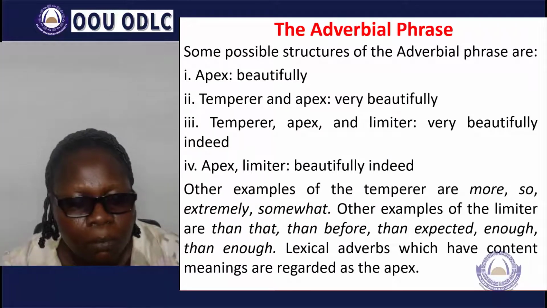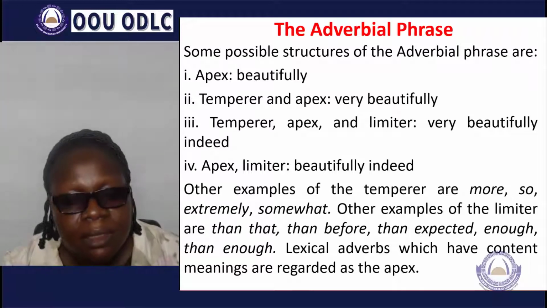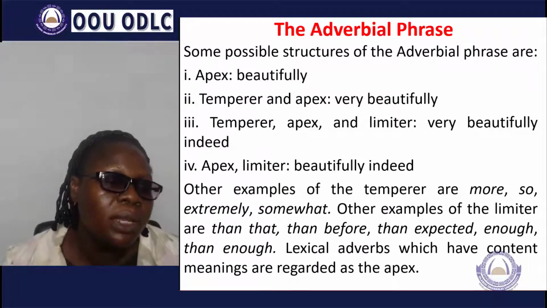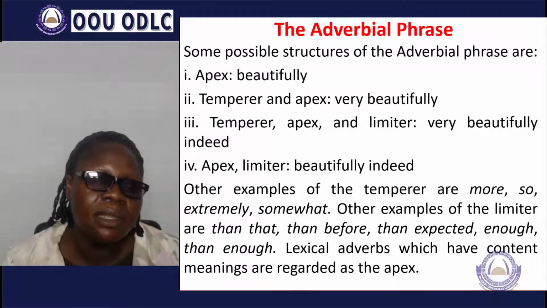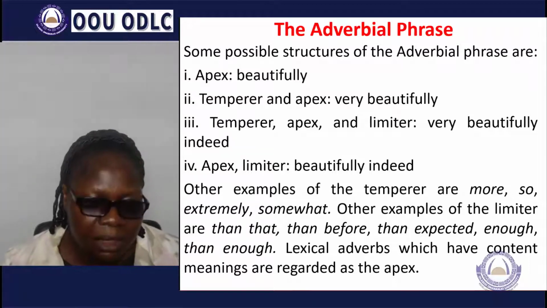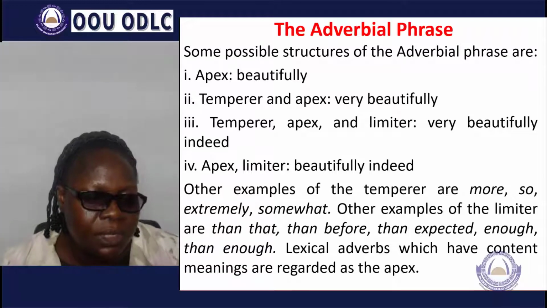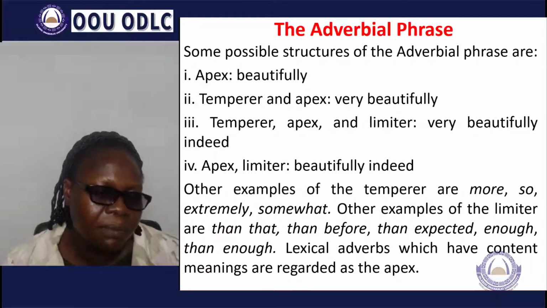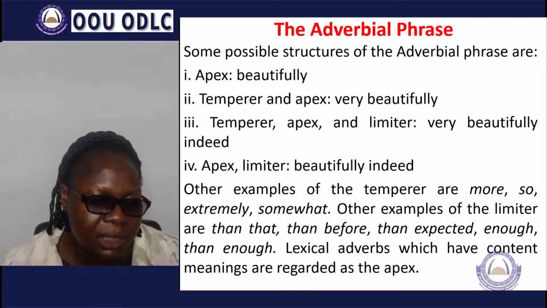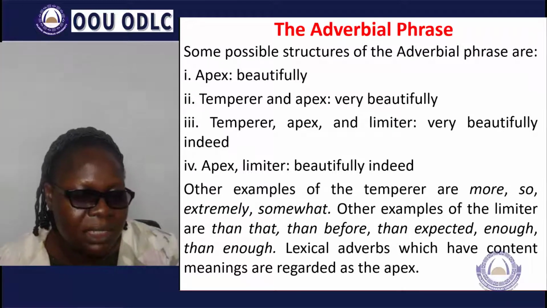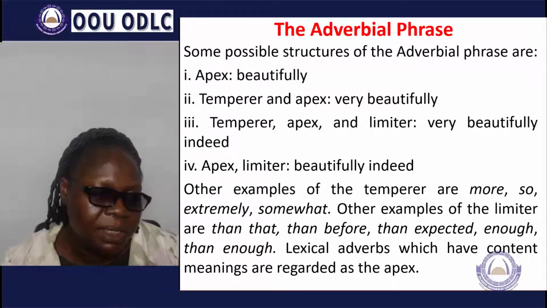limiter. Number 4, there is the possibility of an adverbial phrase structure that contains only the apex and the limiter. The apex and the limiter. And a very good example of that is the one we have in the sentence, she sings beautifully indeed. The word beautifully there is the apex, and then the expression indeed is the limiter.